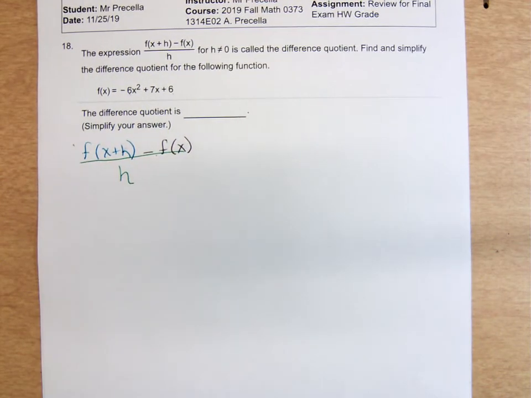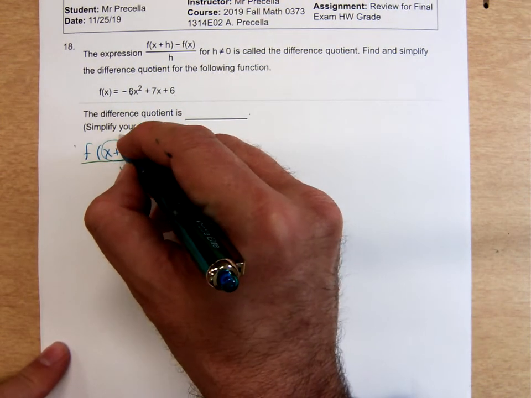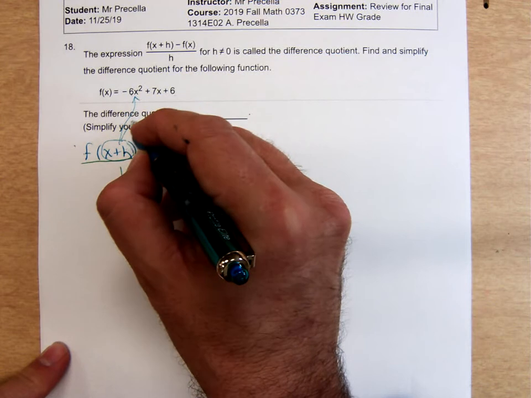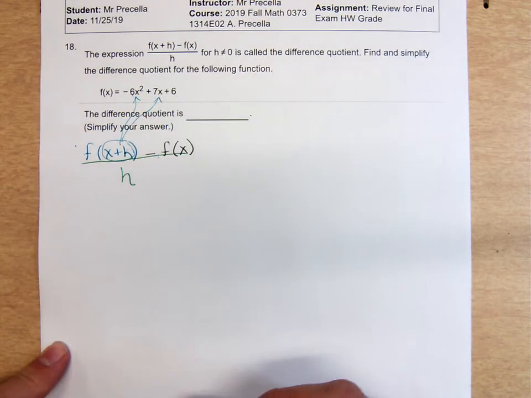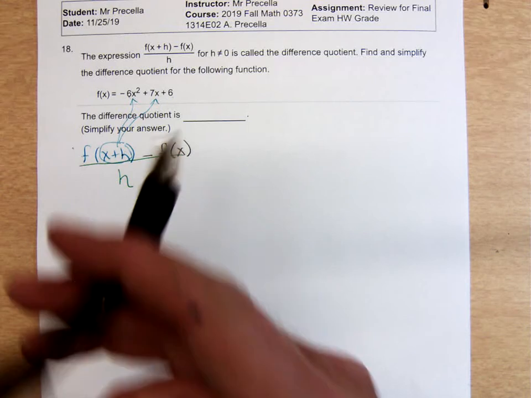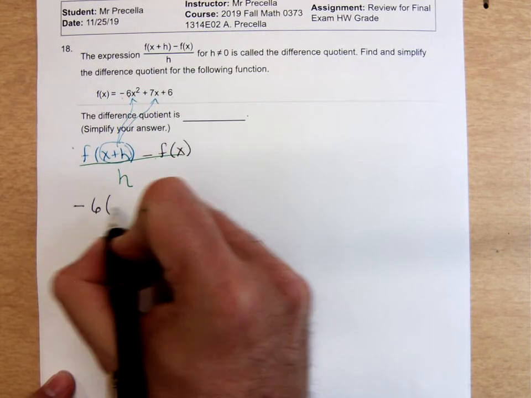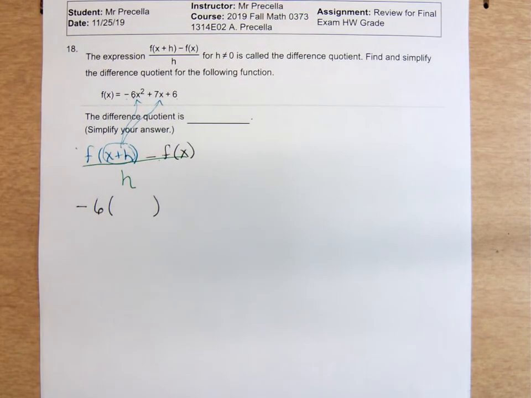So I'm going to plug the x plus h in for x. That's how you find f of x plus h. So I have a black negative 6. In place of that black x, I'm putting the blue x plus h.